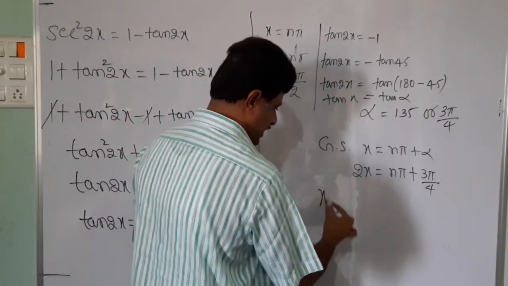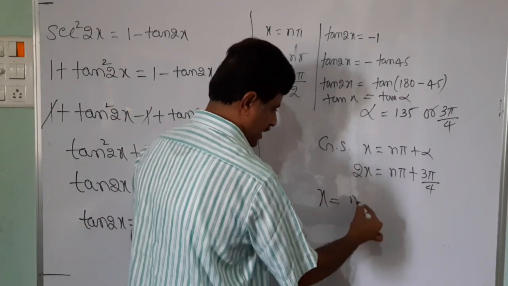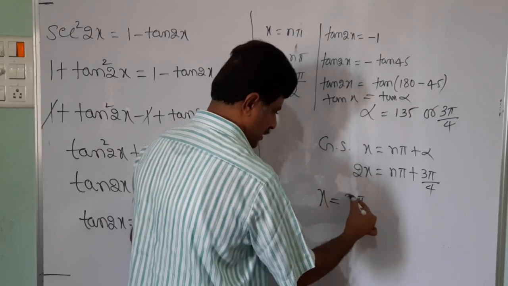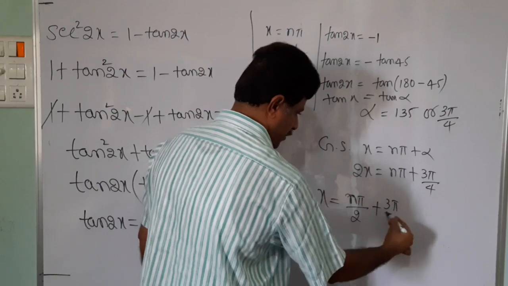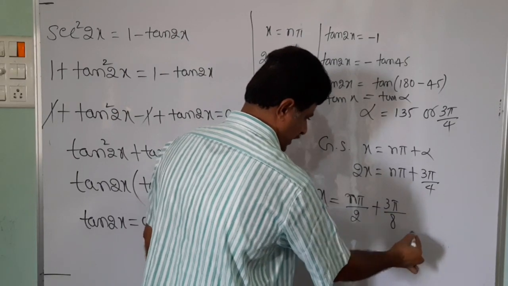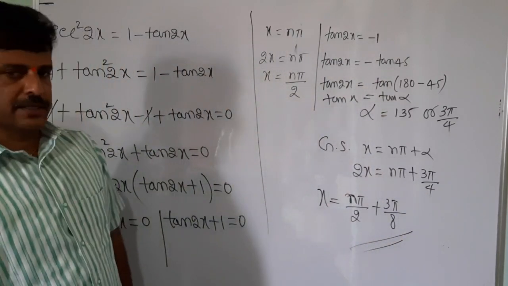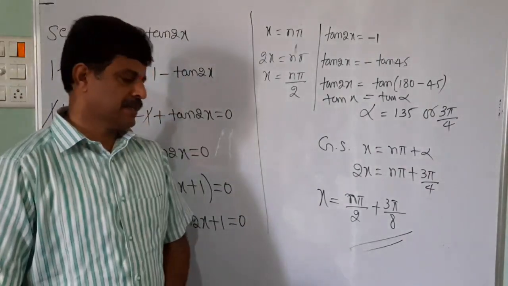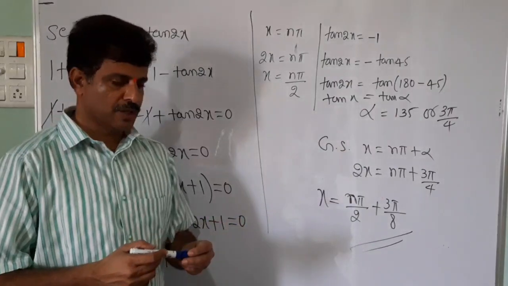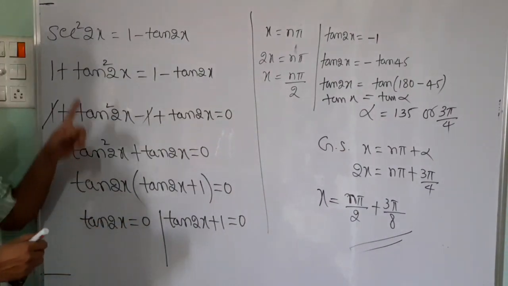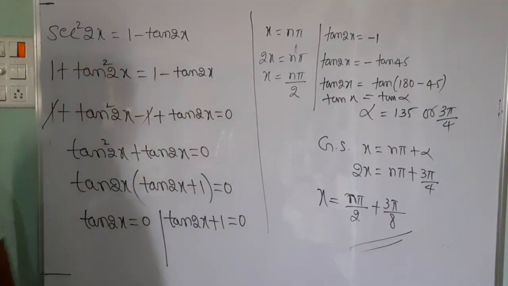Therefore x is equal to, this 2 goes to the denominator, n pi by 2 plus 3 pi by 2 4s are 8. This is x is equal to n pi by 2 plus 3 pi by 8. This is the general solution of secant square 2x is equal to 1 minus tan 2x. Did you understand? Write this.